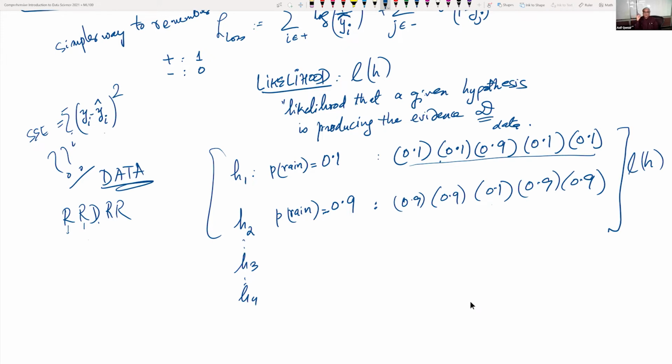So this is it. Now, of all these hypotheses, which of the hypotheses would you consider the best hypothesis to use for classifying?